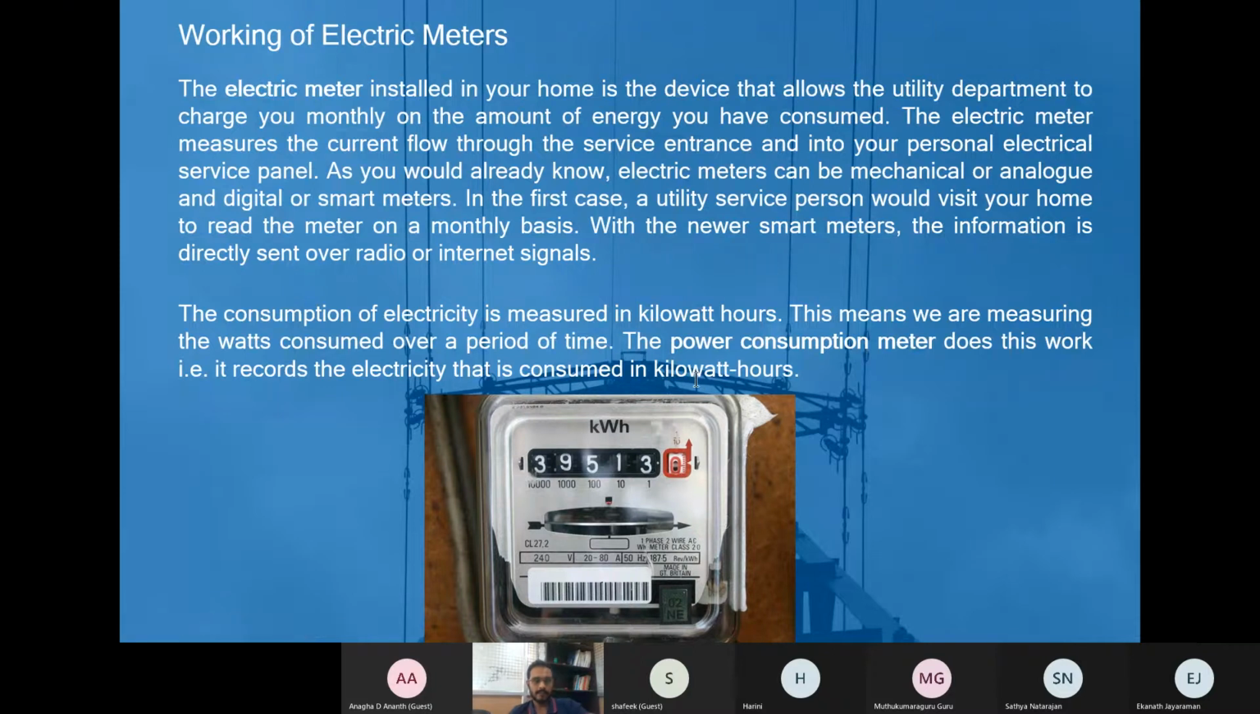Working of electric meters. The electric meter installed in your home is the device that allows the utility department to charge you monthly on the amount of energy you have consumed.